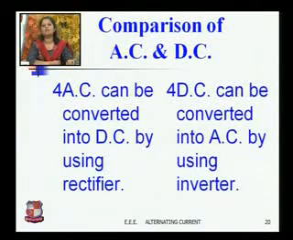In the same way, if you have to convert DC into AC for a particular application, then you can use an inverter. An inverter is also a combination of semiconductor devices, and using this you can convert your DC voltage into AC voltage.